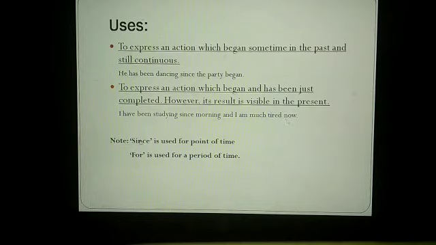And then I told you, since is used for a point of time, when the time is a particular time. For is used for a period of time: for 2 hours, for 2 years and for 2 months, right? We use for. And since with a particular day, for a particular time: since 10 p.m., since the morning, right? We use since. And this was all for present tense.